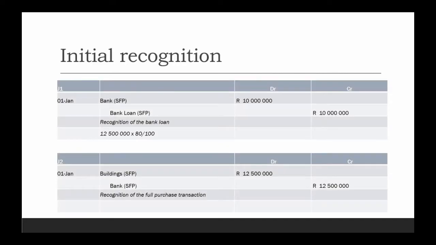The Khoza Bazaar Group will be making an offer of 12.5 million rand to purchase a factory. It is expected that they will receive a mortgage loan of 80% of the purchase price. The principal loan amount will therefore be 10 million rand. In Journal 1, we recognize the bank loan by debiting the bank account and crediting the bank loan account with the principal amount of 10 million rand. In Journal 2, we recognize the purchase of the factory by debiting the buildings account and crediting the bank account with the purchase price of 12.5 million rand.